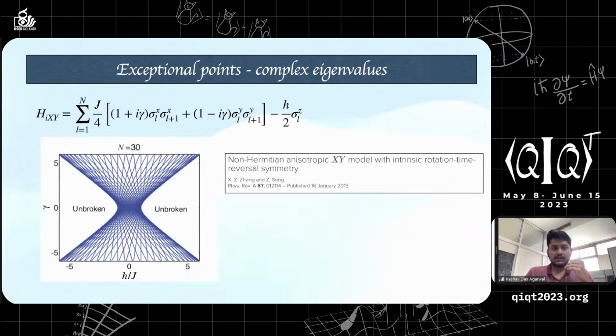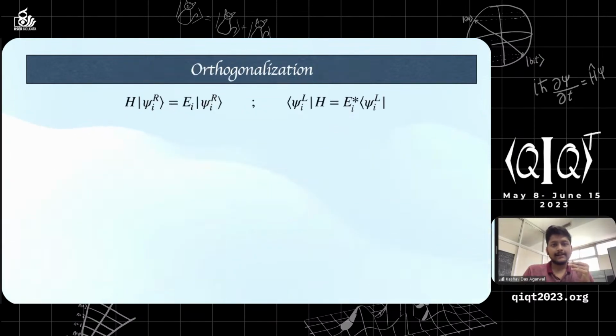So this is an IXY model which I introduced, but which I will introduce. Zhang and Song have derived the exceptional point in this case in the previous work. So our model is for the dynamics of this model and its extensions. So let me go. This was the complex eigenvalues, how it was treated.